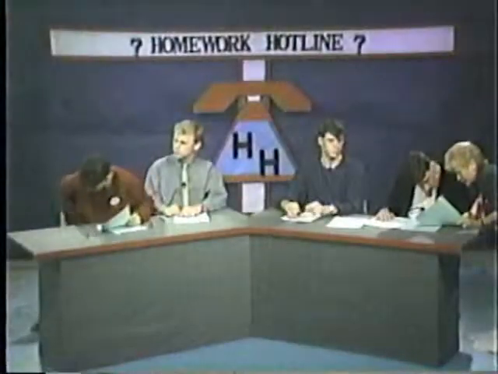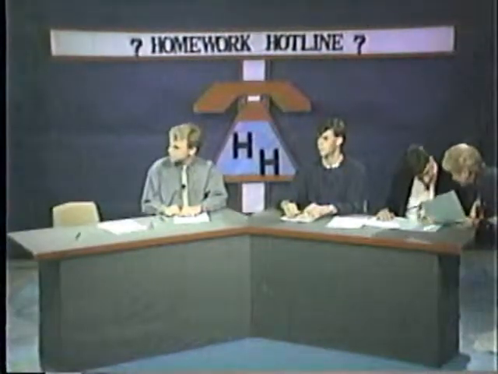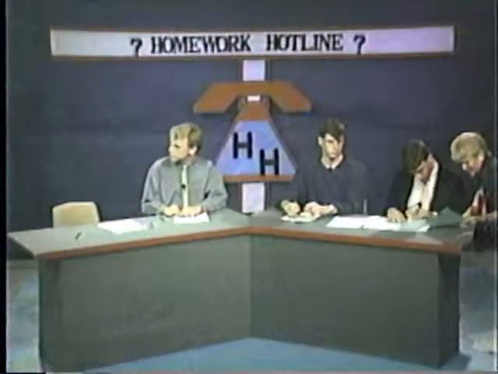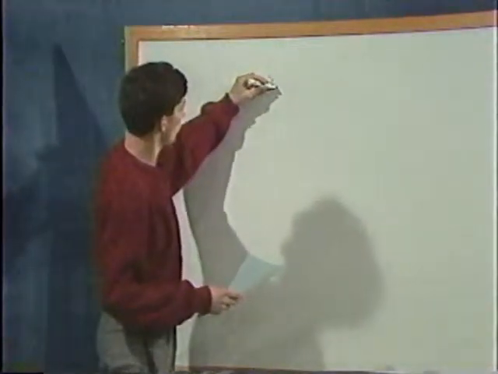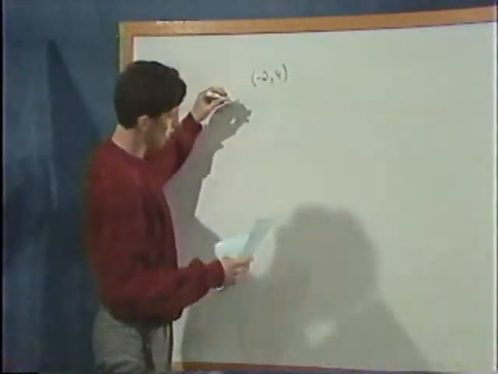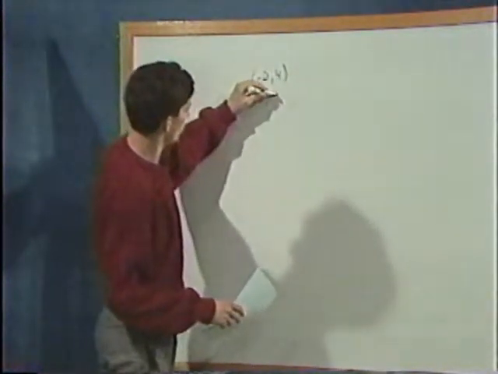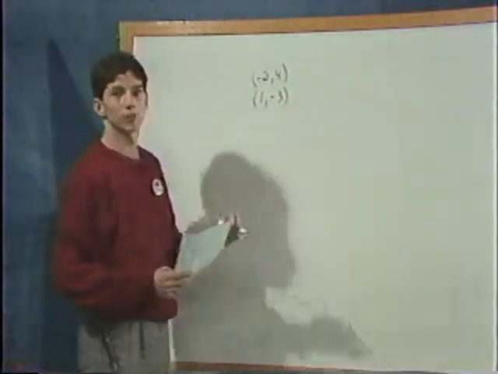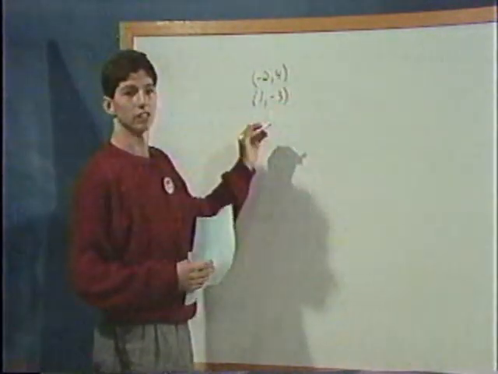Our next question comes from Amy from St. Mary. This is another math equation. She asks, what is the equation of a line that goes through the points (-2, 4) and (1, -3)? Let me go to the board to help you answer this one. The points are (-2, 4) and (1, -3). What we must do first is to find the slope of these 2 points.